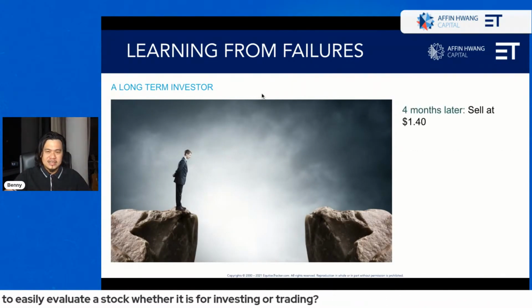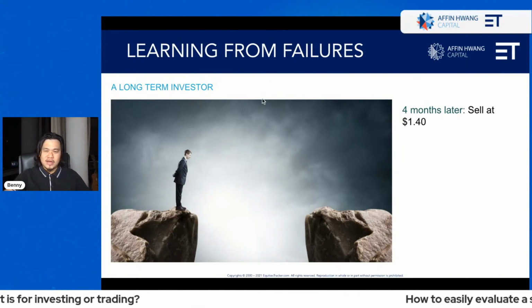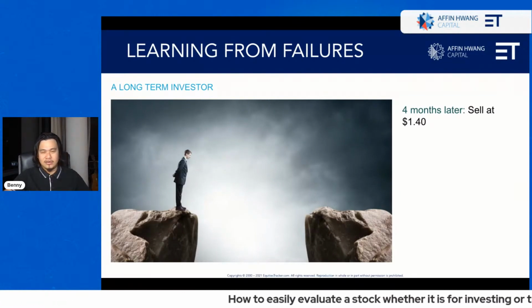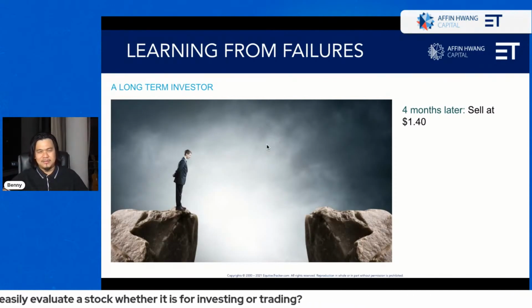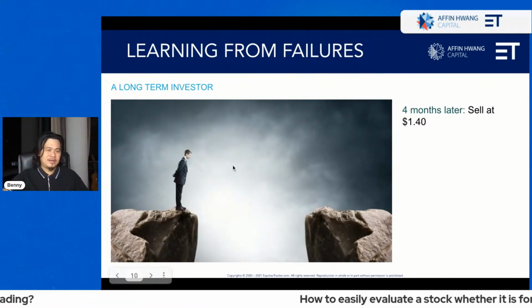Now 4 months later, the price has gone down somewhere to 140, and you know what? The price has gone down too much. I bought it at $2, and now it's gone down to 140. It's really down 60 cents. Now I'm seriously thinking, should I sell? Because I do not want to incur more costs. This is not what I'm expecting. I bought at $2, it's now at 140, I better go and sell.